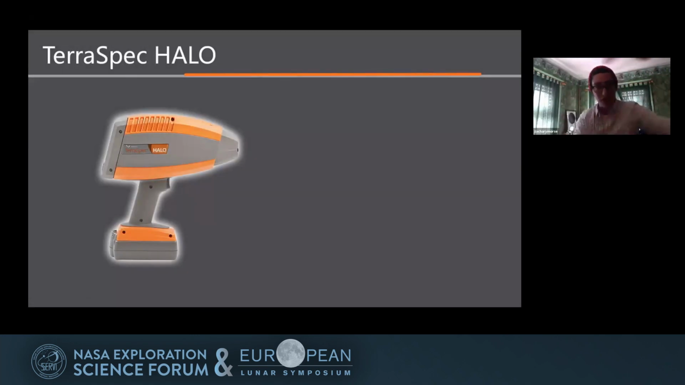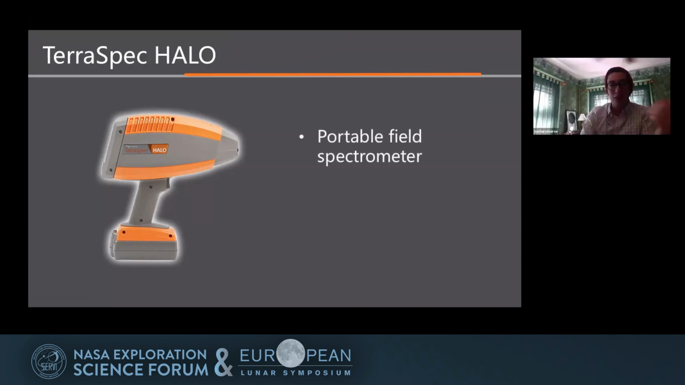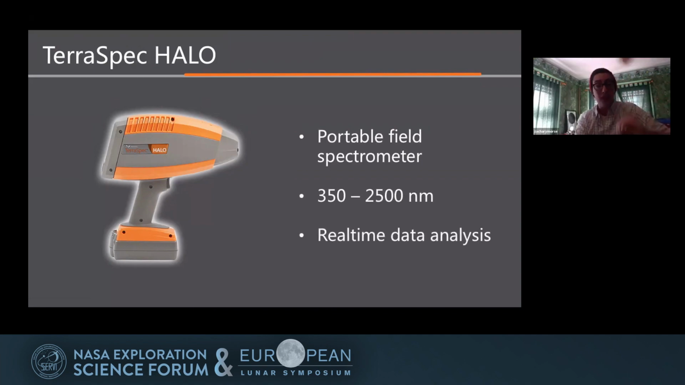So back to the title of this program, overlaying data from handheld instruments. Around April, we were starting to be able to at least get back to center at Goddard, and I was responsible for working with a new instrument that we have to take on field excursions, the TerraSpec Halo. It's a portable field spectrometer. It can record data in visible and near-infrared wavelengths, and it gives you real-time data analysis.